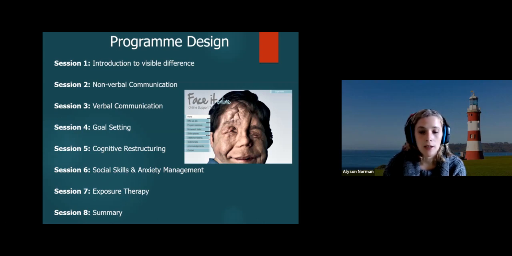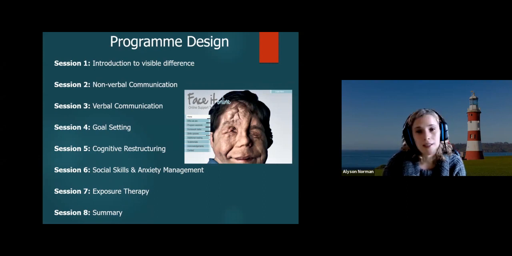So this was looking at negative body image for people with visible difference and how to help them to have a more positive body image. And it also looked at some of the assumptions that people make about people with visible differences, but also some of the assumptions that people with visible differences can sometimes make about the interactions they have with other people. So it talks about this idea that if you feel low about your own body image, then sometimes that can feed into you assuming that other people are thinking negatively about your body image as well.